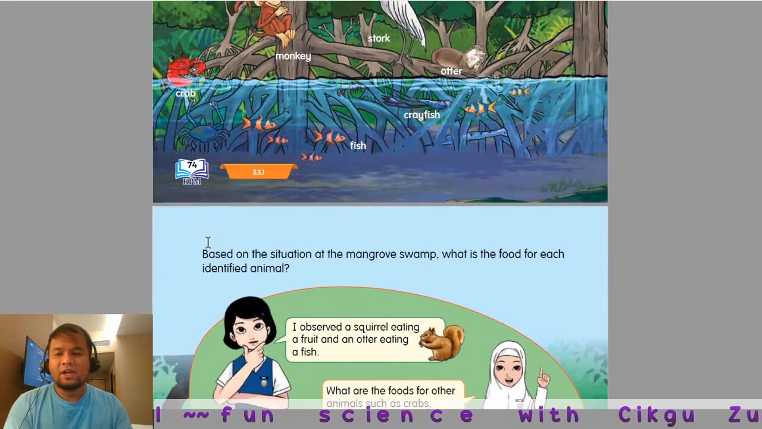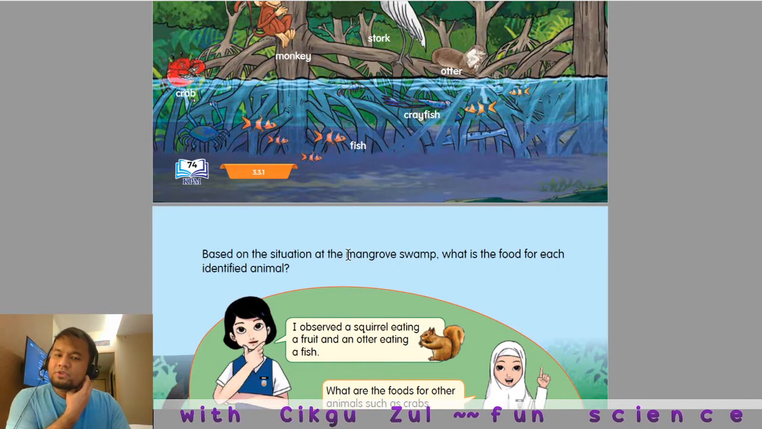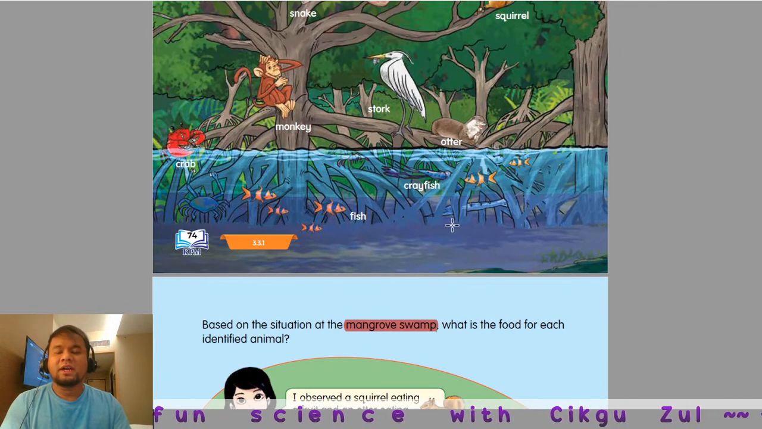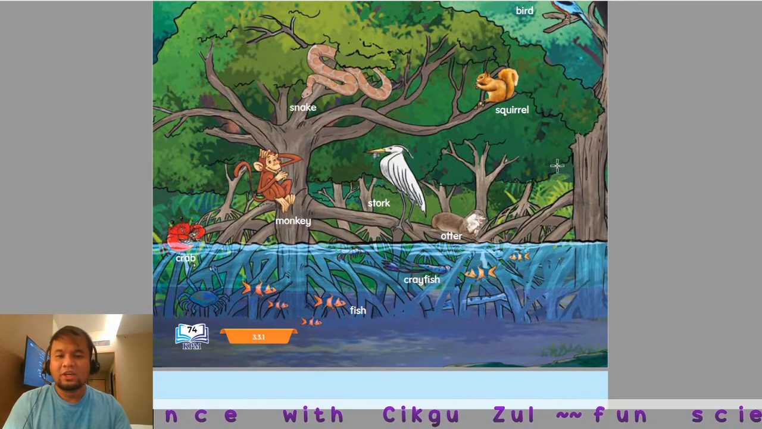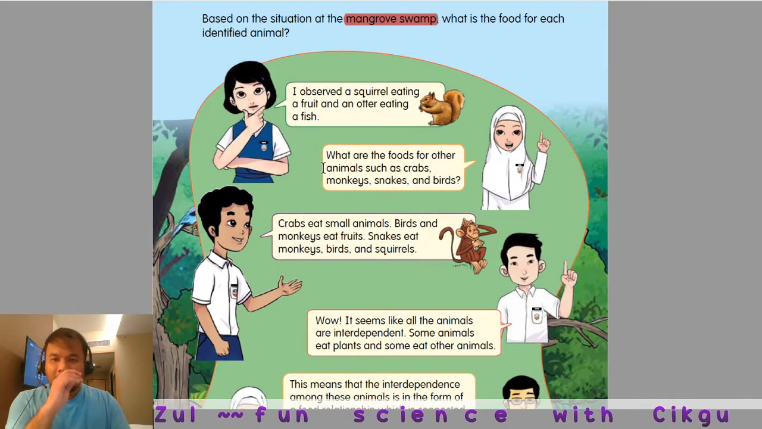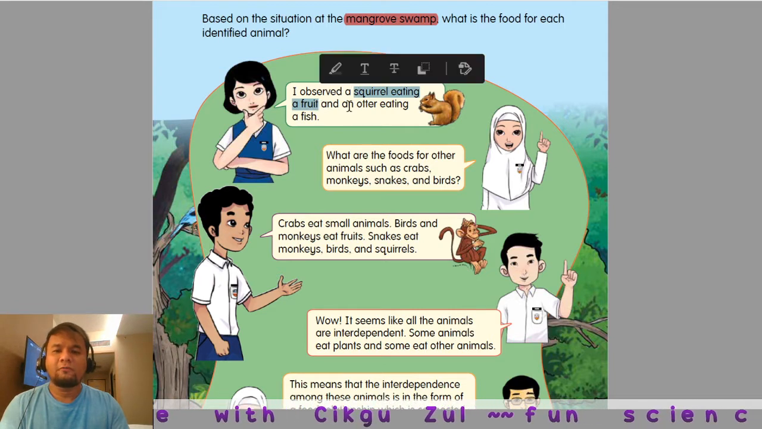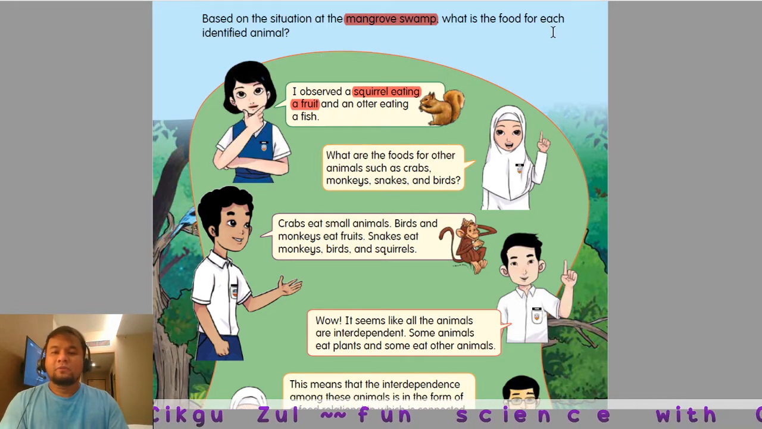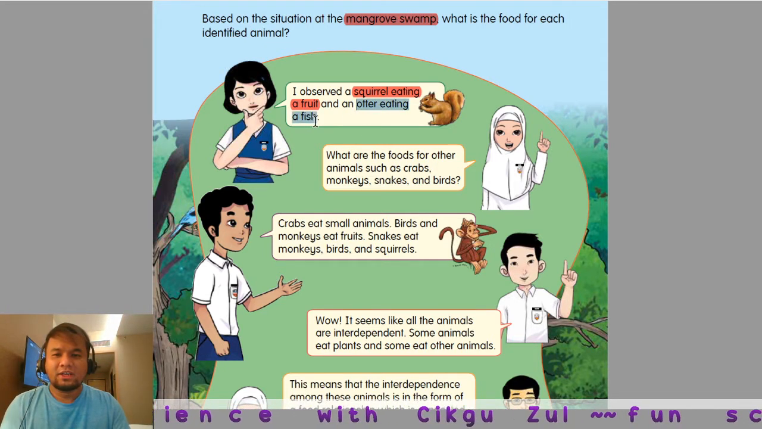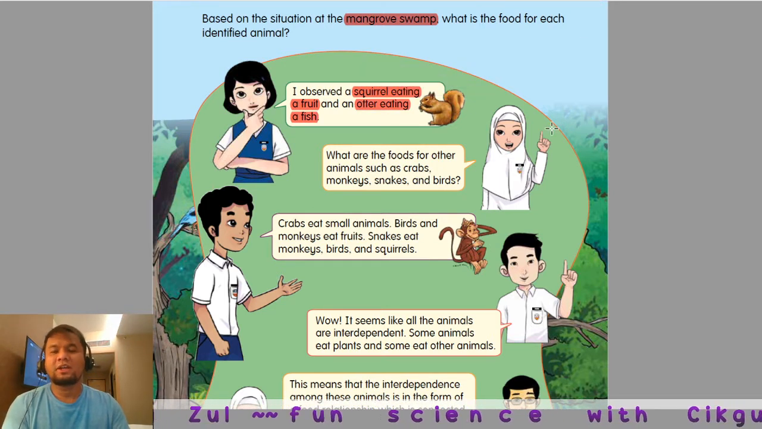So tengok ni ada macam-macam jenis haiwan. Based on the situation at the mangrove swamp, paya bakau, what is the food for each identified animal? Apakah makanan-makanan yang diperolehi oleh haiwan-haiwan dan hidupan yang ada di sini? Okay, so Melia said, I observed a squirrel eating a fruit. So the source of food for the squirrel is fruit. And an otter eating a fish. So sumber makanan, the source of food for the otter is fish.